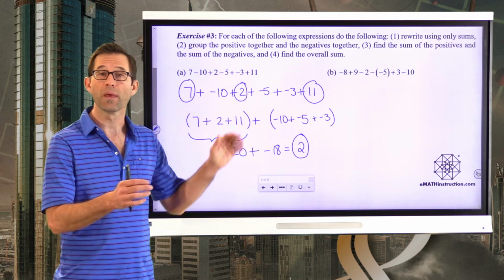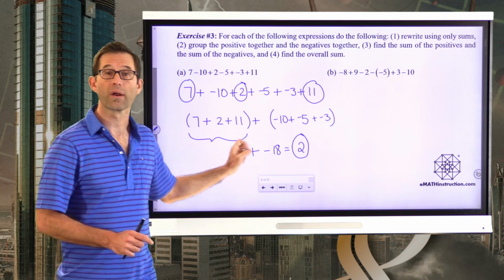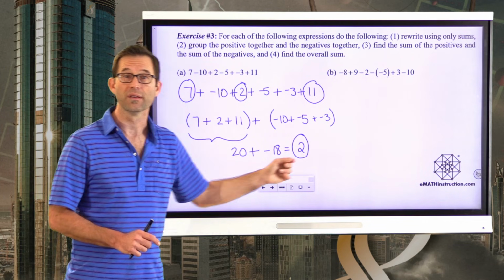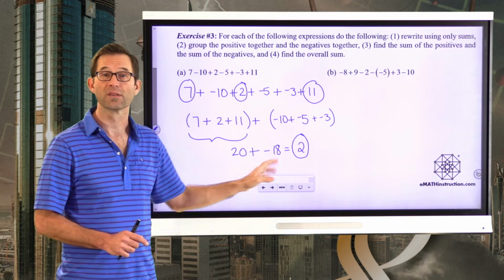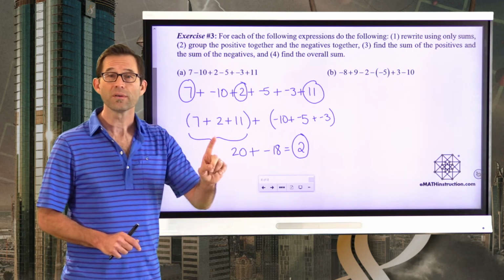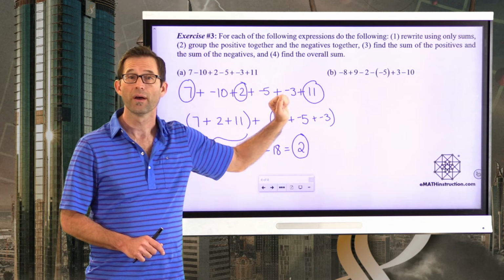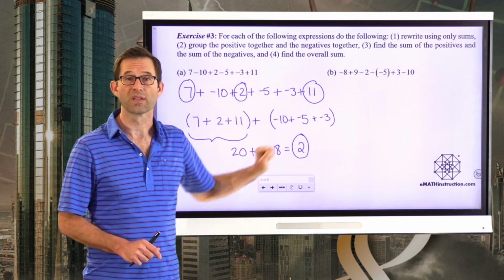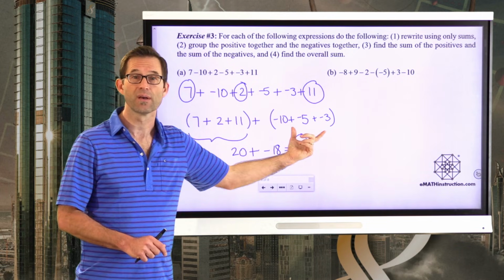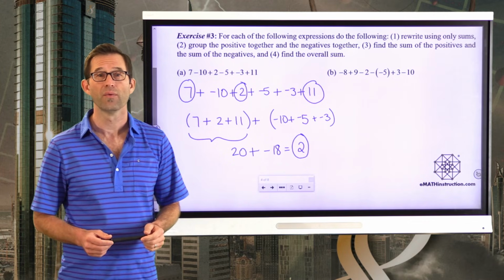But it's also nice to be able to rearrange this kind of thing so that we can see all the positive quantities, all of the negative quantities, and then how those finally cancel out to leave us with, in this case, positive 2. Pause the video now and try letter B. Again, rewrite as addition, right? Group all positives and negatives together, sum the positives, sum the negatives, and then see how they all cancel out. Take a little bit of time now to do that.